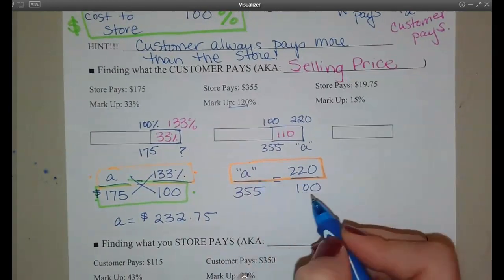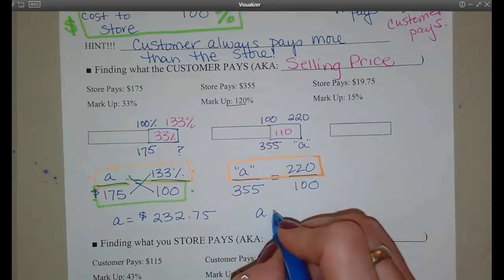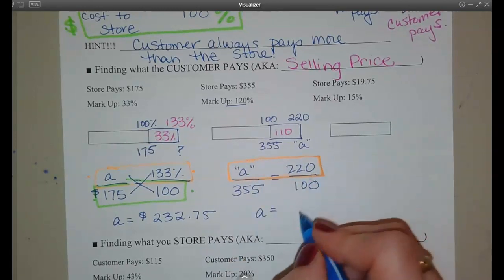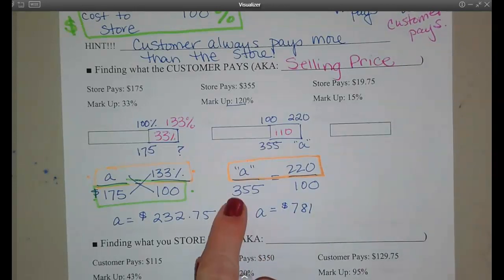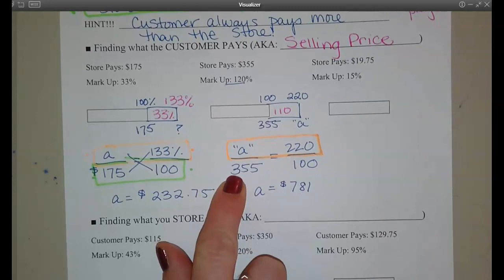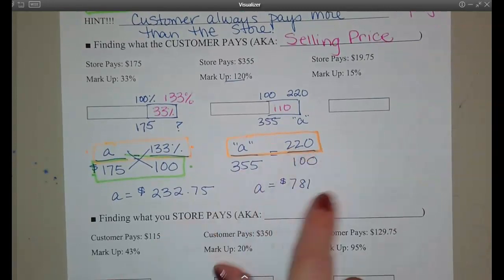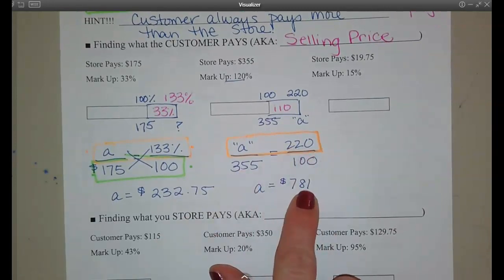All right, so pause here if you need to. I'm going to cross multiply this, type it into your calculator, and I get this, right? The store paid $355 for something, but they mark it up a bunch, and they turn around and charge the customers this much.